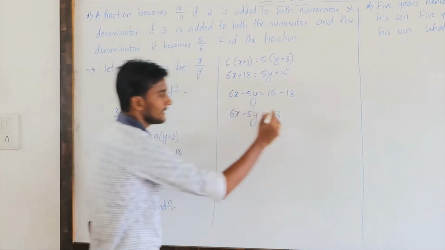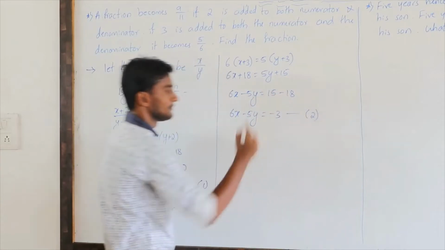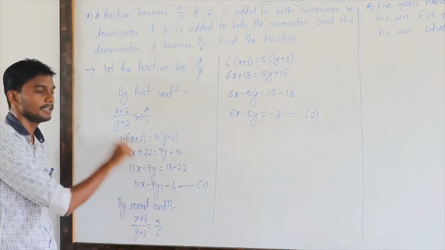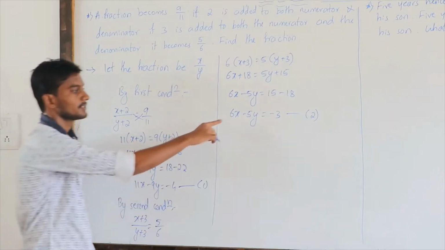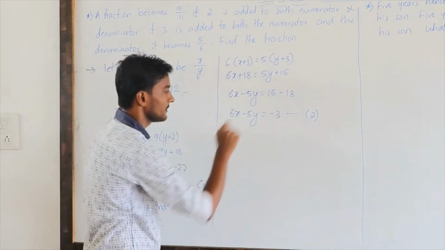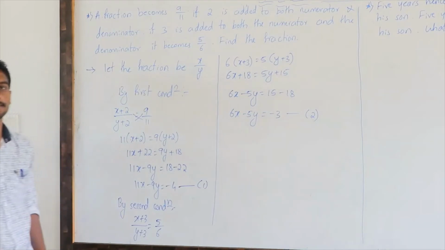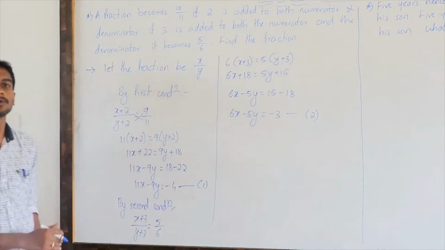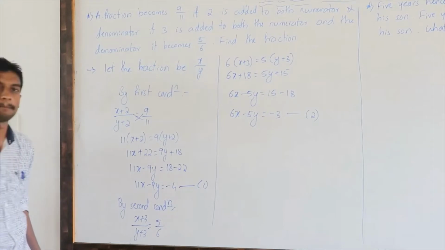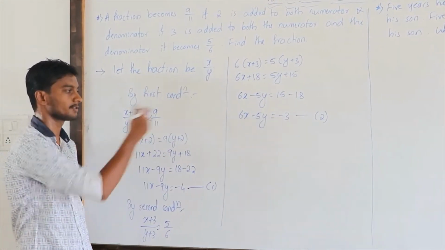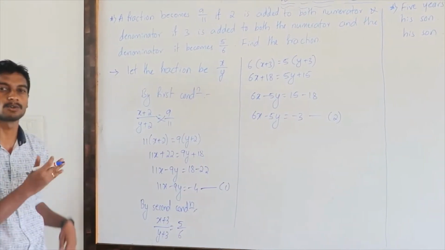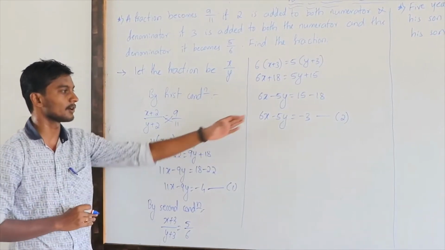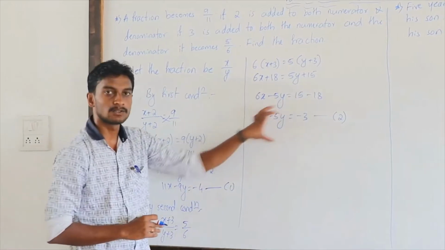So take this as equation number 2. So we have equation 1, 11x minus 9y is equal to minus 4. Equation 2, 6x minus 5y is equal to minus 3. If you have these two linear equations, you know how to solve them by the substitution method. We have already discussed how to solve a linear equation by the substitution method, so I think you can solve these two problems.